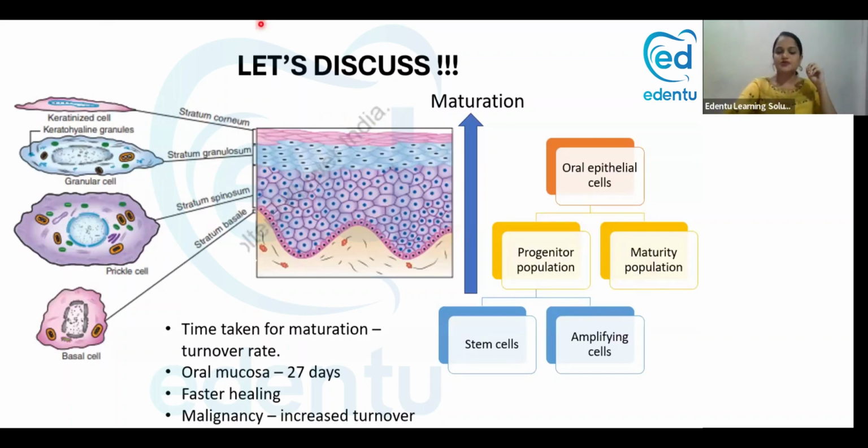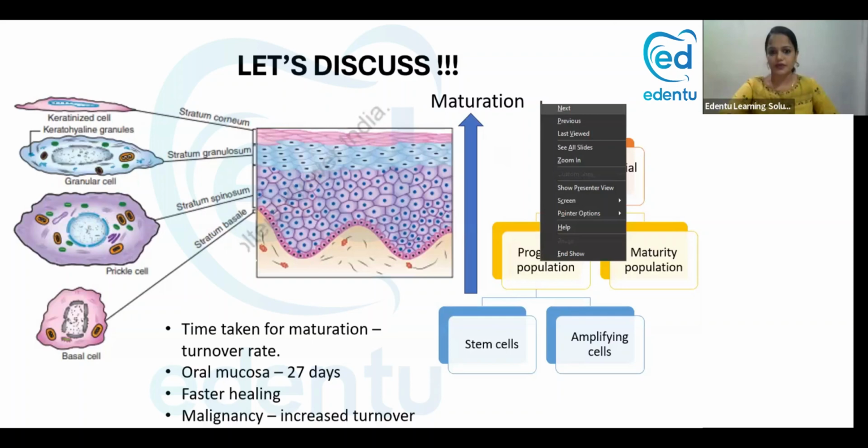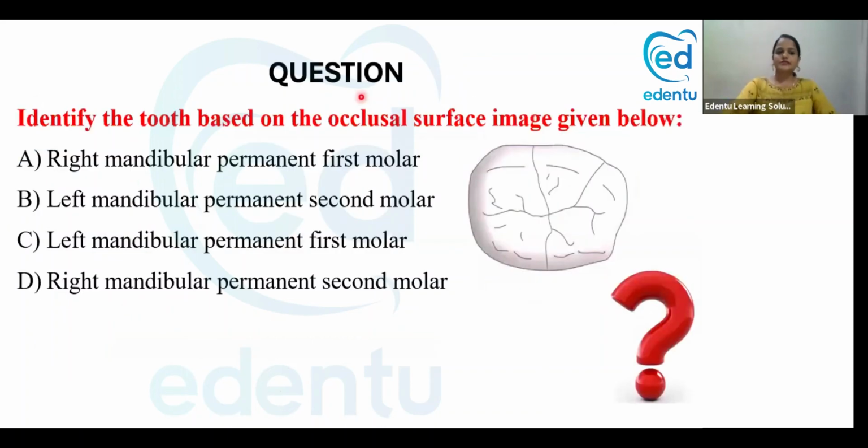Yes, good. Okay. Actually, it is the psoriasis. Psoriasis is the skin disease which has more turnover rate than a malignancy. Because the skin will be continuously shedding, the pruritus will also be very high in case of the psoriasis. So please remember this maturation and turnover rates. Okay. Now, moving on to the next question.